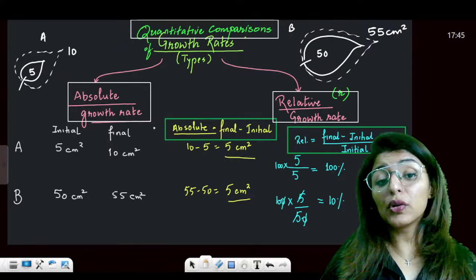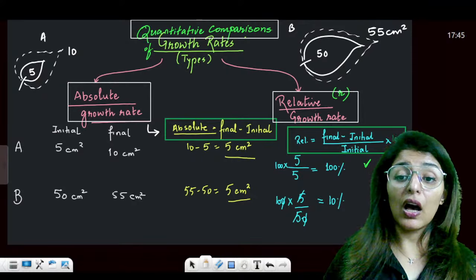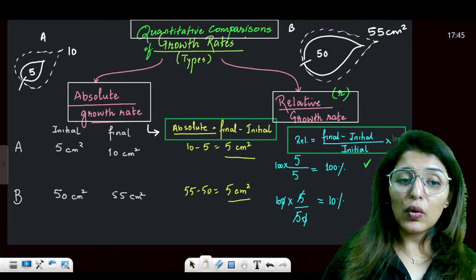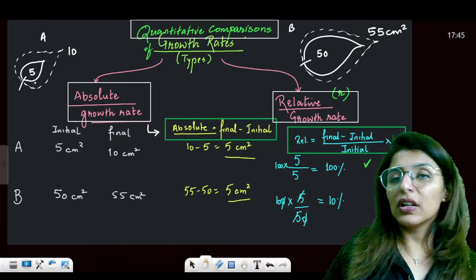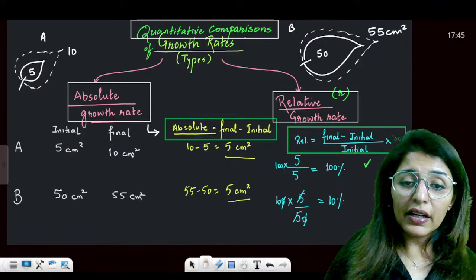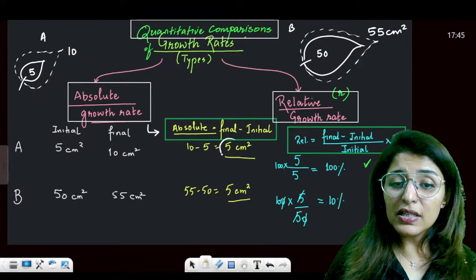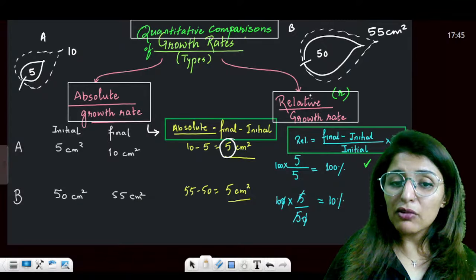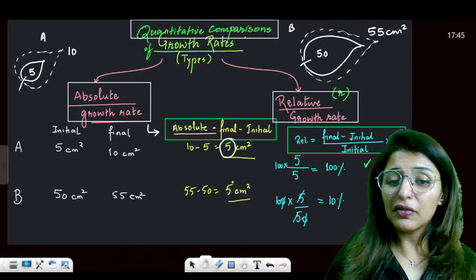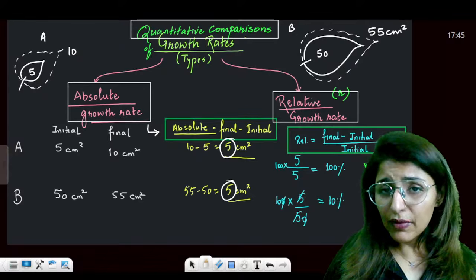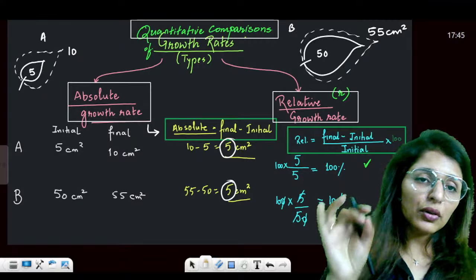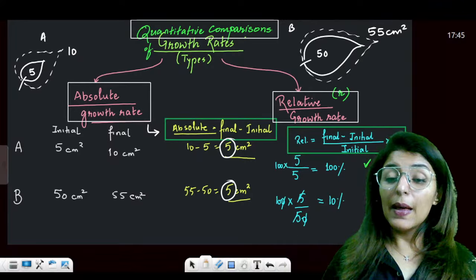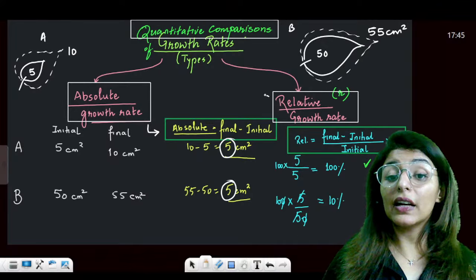Now, what is absolute growth rate? You have to see the formula. Absolute growth rate is equal to final minus initial. What is the final here? 10. What is the initial? 5. So the absolute growth in case of A is 10 minus 5, which is 5 cm². For leaf B, it is 55 minus 50, that is 5 cm² again. So in both cases, the absolute growth rate is the same for leaf A as well as leaf B. Are these points clear?